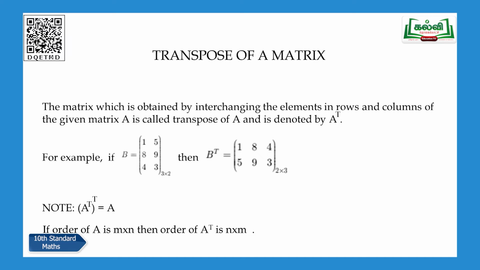So, if you find the transpose of any matrix one time and then a second time, you will get the same matrix which is given in the question. That is why (A transpose) whole transpose is equal to A. If the order of A is m by n, then the order of A transpose is n by m. So, rows have become columns and columns have become rows.